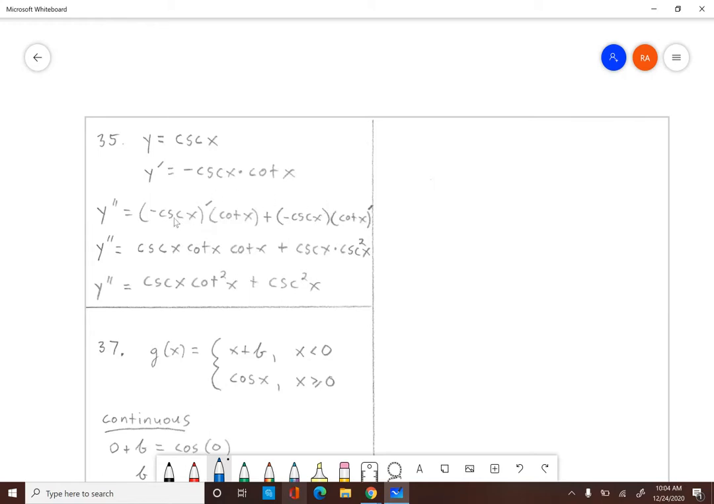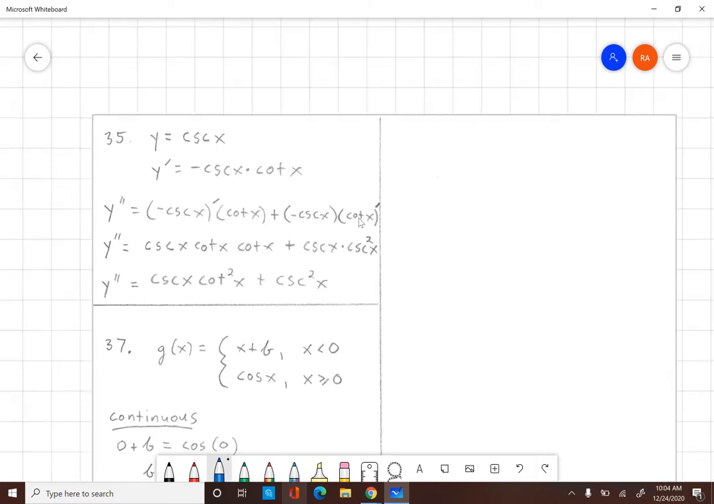And then the derivative of negative cosecant of x, well, the derivative of cosecant of x is negative cosecant of x times cotangent of x. So with that negative in there, it's going to make it positive. So the derivative of this is going to be cosecant of x times cotangent of x. And I'm going to multiply that by this cotangent of x. And then I'm going to leave this cosecant of x, really the negative one here.